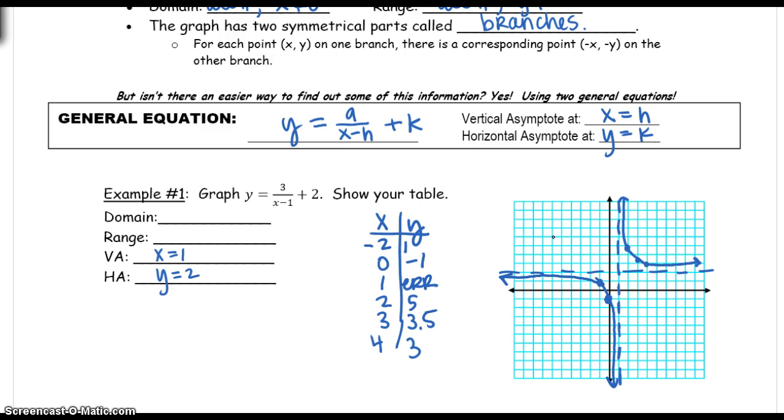Do not cross them. Well, let's think about the domain and range. The x's can be anything, but they better not be 1. That's why there's an asymptote there. The y's can be anything, but they better not be 2, because there's an asymptote there. So the domain is all reals, but x can't be 1, and the range is all reals, but y is not going to be 2. So domain and range are hand in hand with your vertical and your horizontal asymptote.